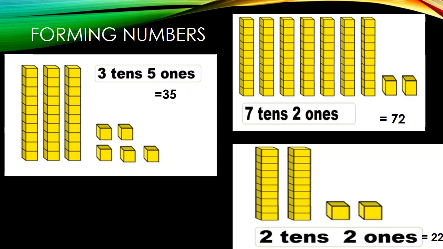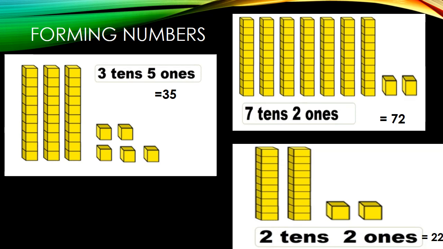In the example 1, picture 1, there are 3 blocks of tens and 5 blocks of ones. That makes the number 35. We can read the number as 35. In the next example, there are 7 blocks of tens and 2 blocks of ones. It makes the number 72. 7 tens and 2 ones make number 72.